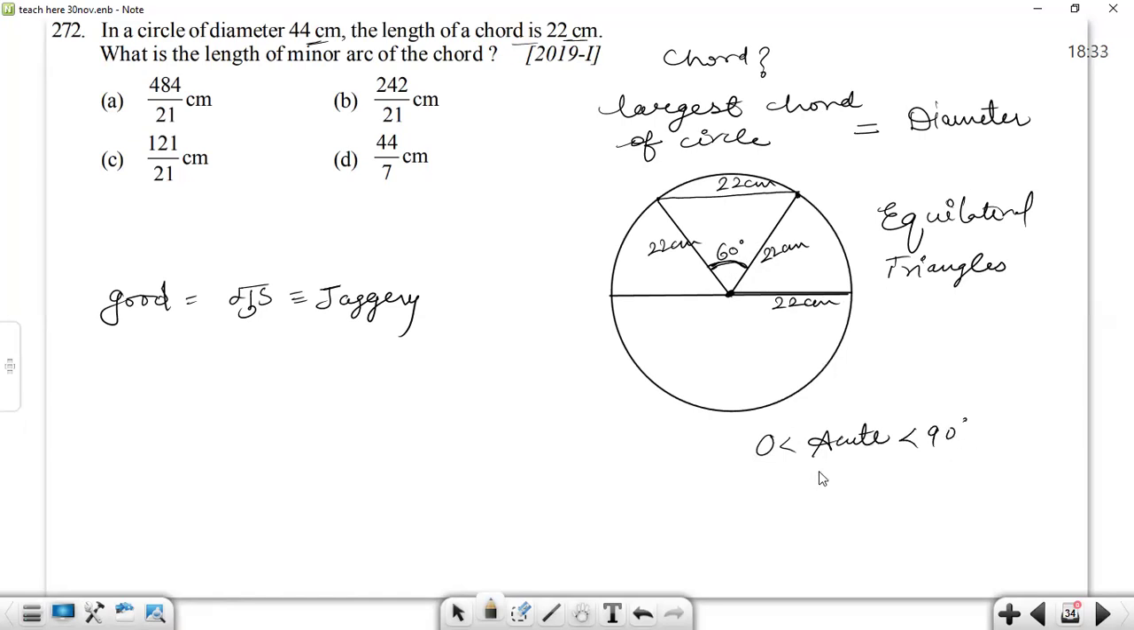Okay. Acute angle means angles which are not cute. Just kidding. So now also tell me the formula. What does this tell?